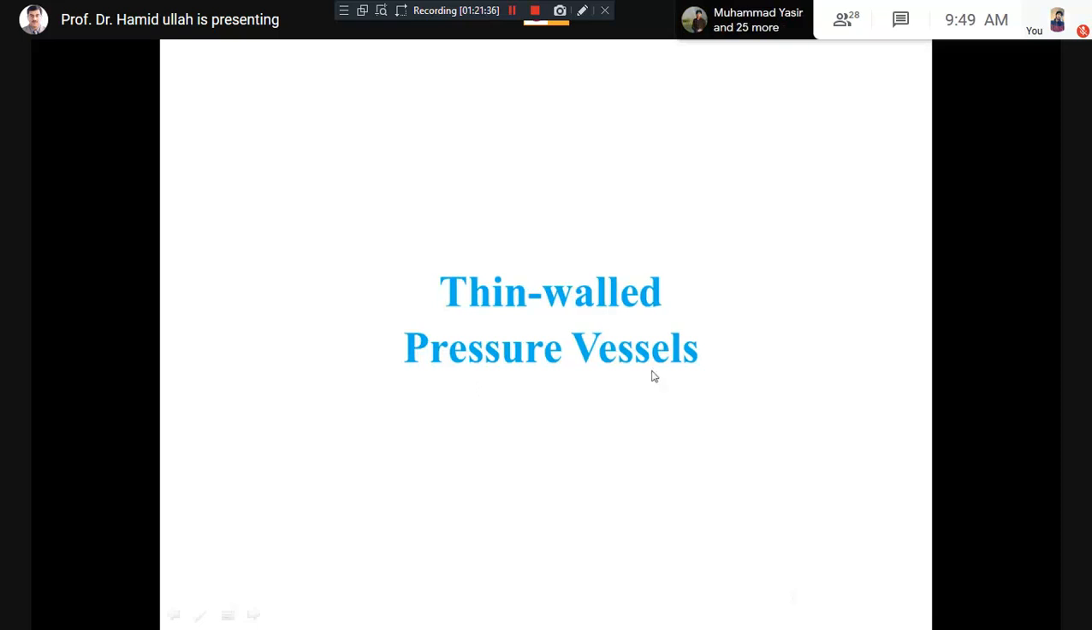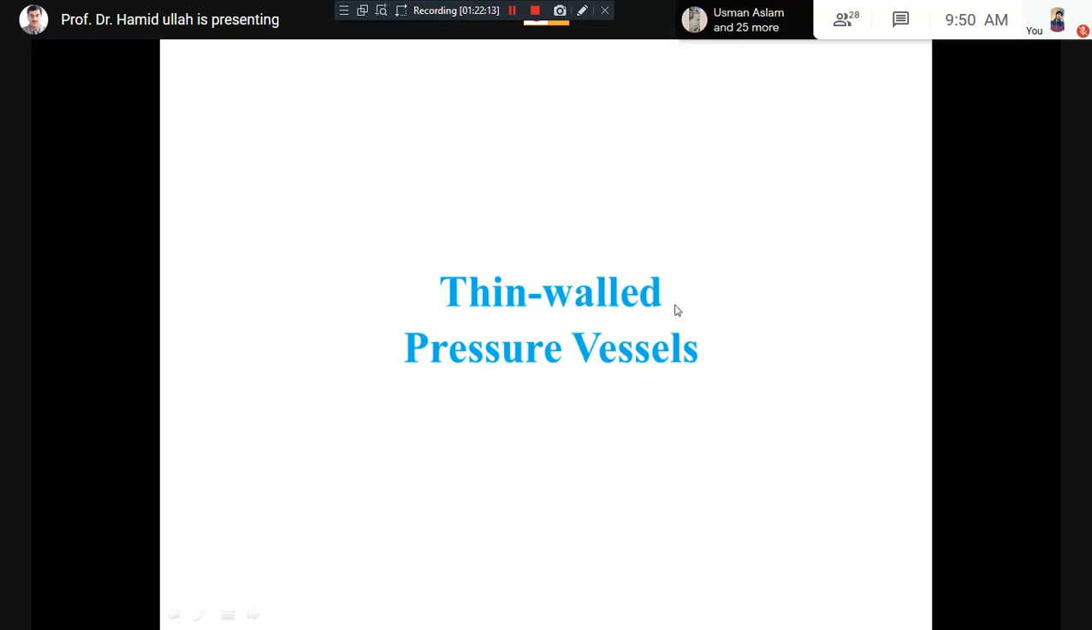Next, this pressure vessel, what you can see on the slide, not in a figure but in words: pressure vessels are basically of two types. It is written thin walled. So for sure, by common sense, a question may come to our mind that there must be thick wall pressure vessels as well. Thick wall pressure vessels are there, but that is part of your next semester. Inshallah, you will study it in third semester.